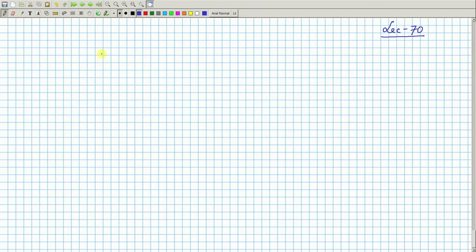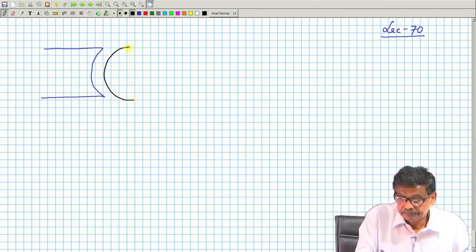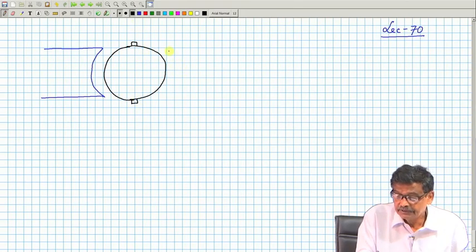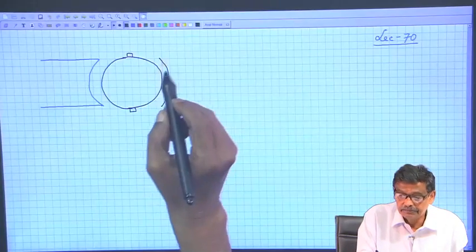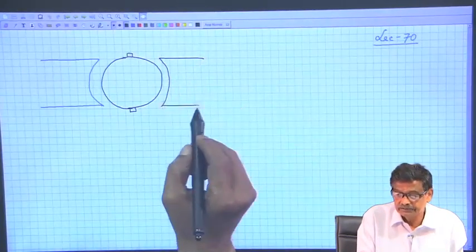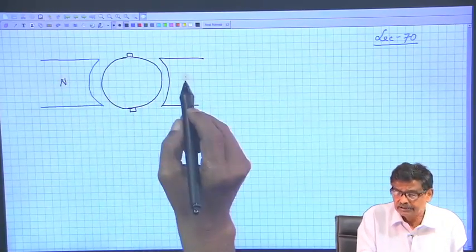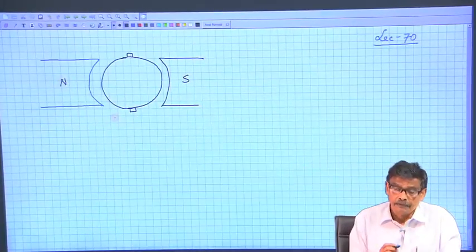And we have seen that these are the poles, this is the armature, and there are brushes here in the quadrature axis, which is otherwise a magnetic neutral zone. There is no B in this direction when the machine is under no load condition. This I assume north, this I assume south, and so on.